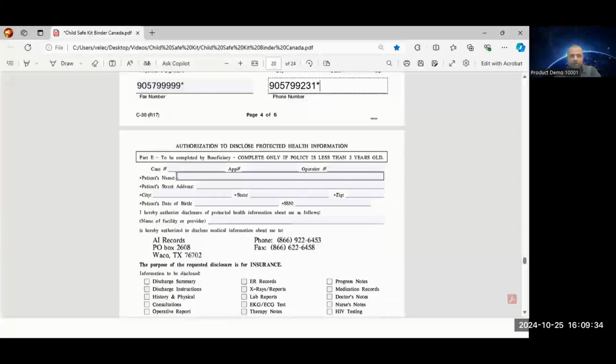You will need to indicate the name of the patient, the address of the patient, which will be the same address as in Part A, city, state, zip code. Again, same as Part A, same as the photo ID. Date of birth will be the same date of birth as in Part A. Social Security number should match. Name of the facility or the provider.